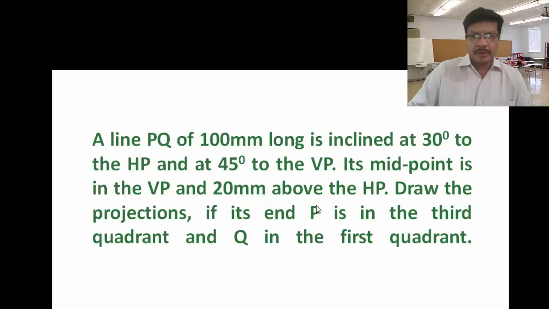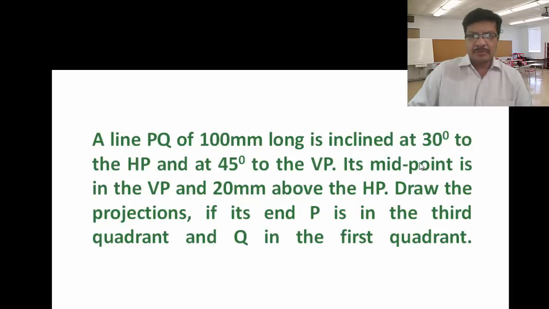In this video tutorial, I am going to explain a projections of straight line problem. The problem is something like this. A line PQ of 100 mm long is inclined at 30 degrees to the HP and 45 degrees to the VP. Its midpoint is in the VP and 20 mm above the HP. Draw the projections if its end P is in the third quadrant and end Q is in the first quadrant.